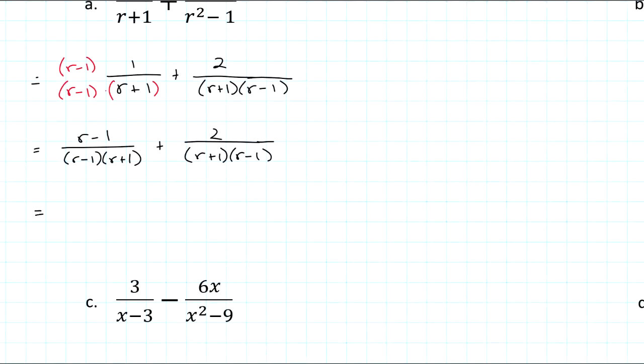We can then go ahead and add these together with that common denominator of r minus 1 times r plus 1. And on top we'll combine like terms. We'll have the r and then the minus 1 plus 2 will be a plus 1.